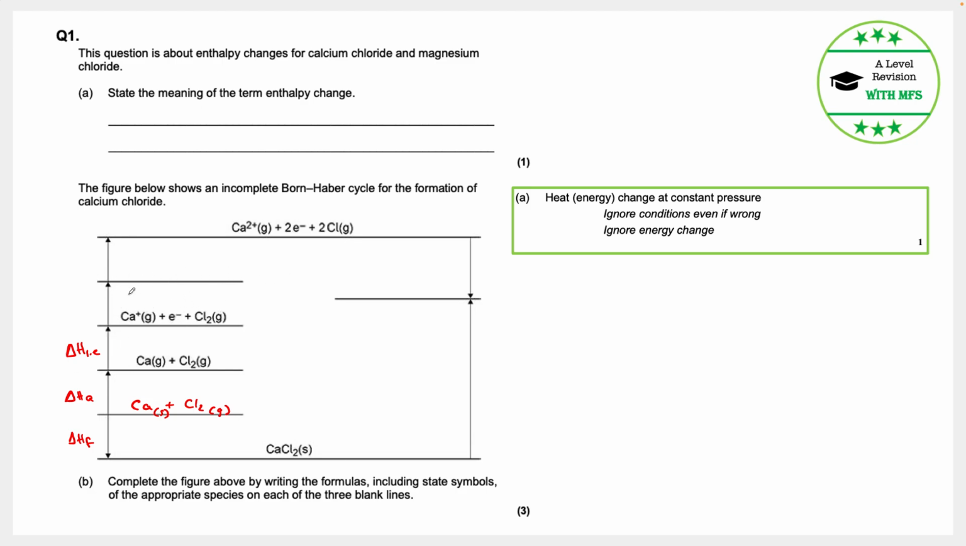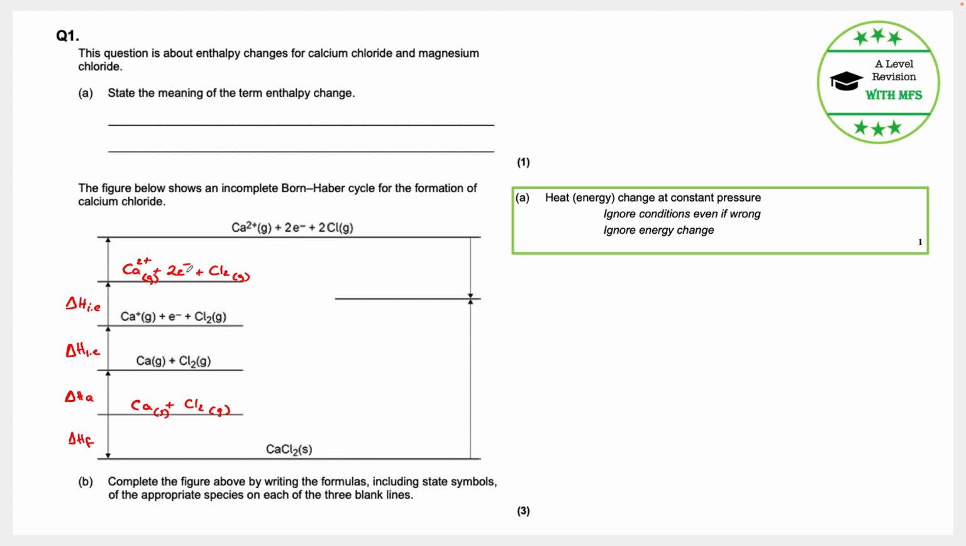Now, as you can see, our next step is blank, but because we know that calcium is in group 2, we must know that it undergoes 2 ionization energies. So now what's going to happen is that calcium, which is Ca+ originally, is now going to lose another electron to have a full outer shell. So it's going to be Ca2+, and it's going to release 2 electrons, and we're still going to have Cl2 gas here. Now, calcium is a gas because it's been atomized. So this is the enthalpy change of ionization, but it's the second ionization of calcium.